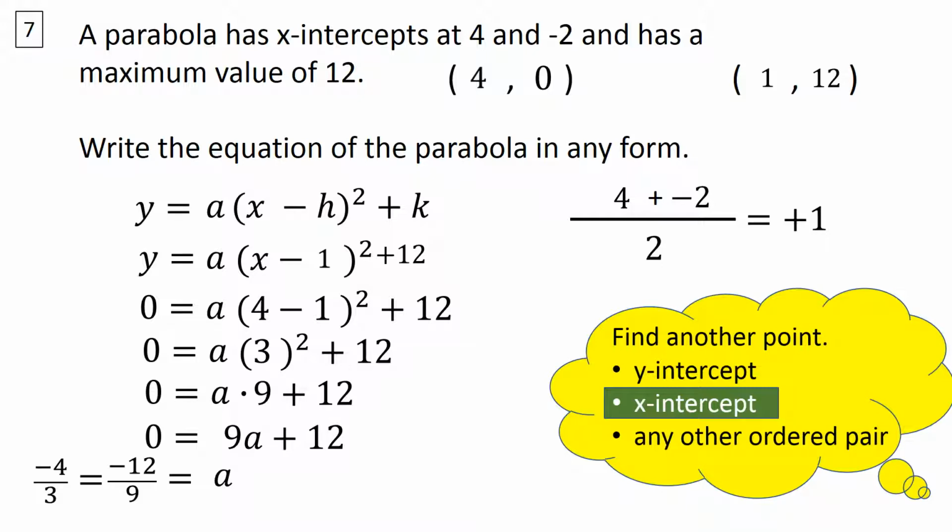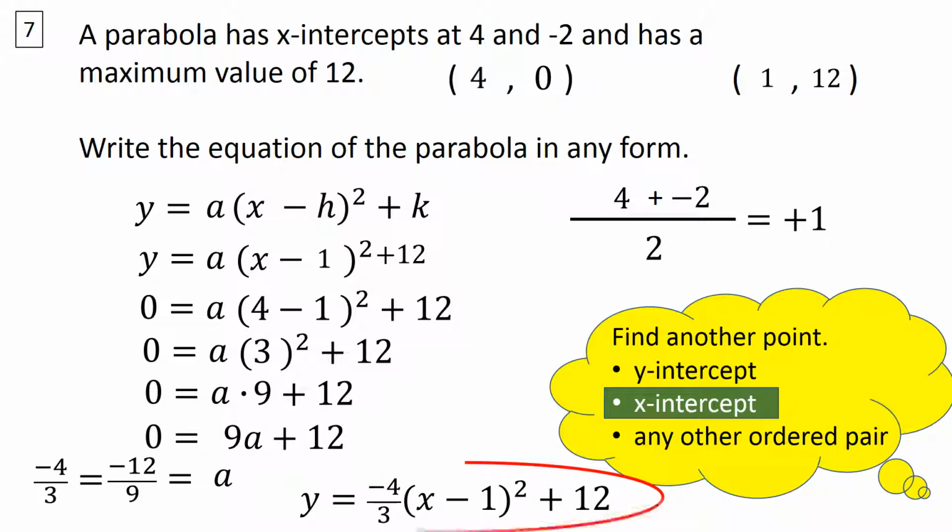So if you went that route and you wanted to write it in vertex form, a very similar process. We still had to average our x-intercepts to find the x-coordinate of our vertex. Use the value they gave us for the y-coordinate. This time it's y equals negative 4 thirds times (x minus 1) squared plus 12. Same a, regardless of which way we went. And still used all the information at some point or another.